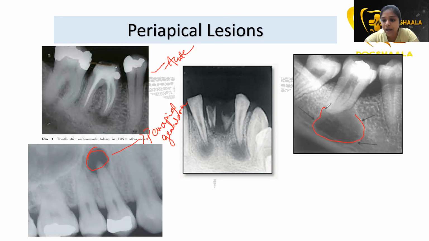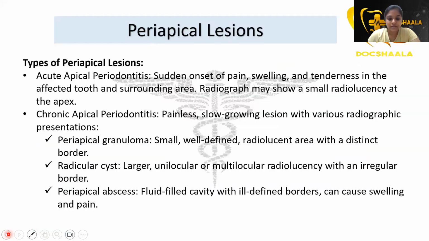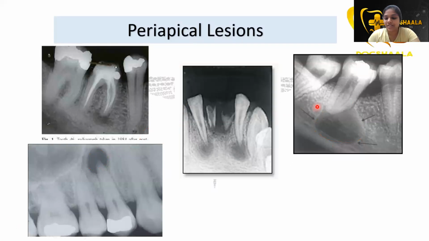Then coming to this. This is larger. It can be multilocular or unilocular. So this is periapical... Come on, I'm waiting for the answers. Periapical... It is a radicular cyst, right? So this is a radicular cyst.